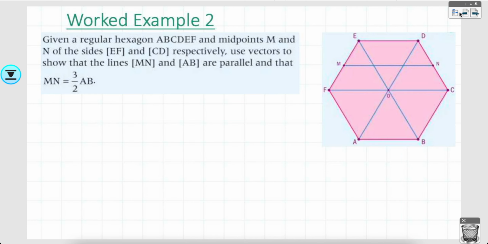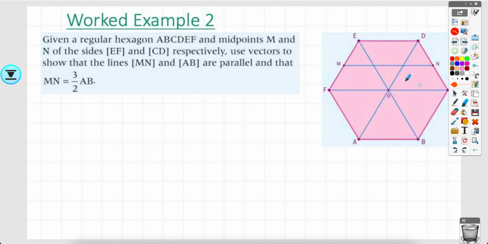We are going to do this question, which is another hexagon question, something that was done in the previous lesson, but this time we're not given any positions. So we need to use vectors to prove that same idea, that MN, so we have this line here, is parallel, so we need to show this line is parallel to this line, and that MN is equal to 3/2 of AB.